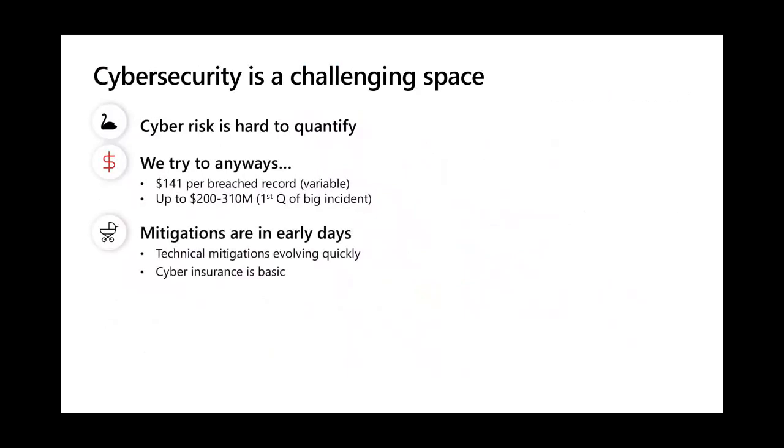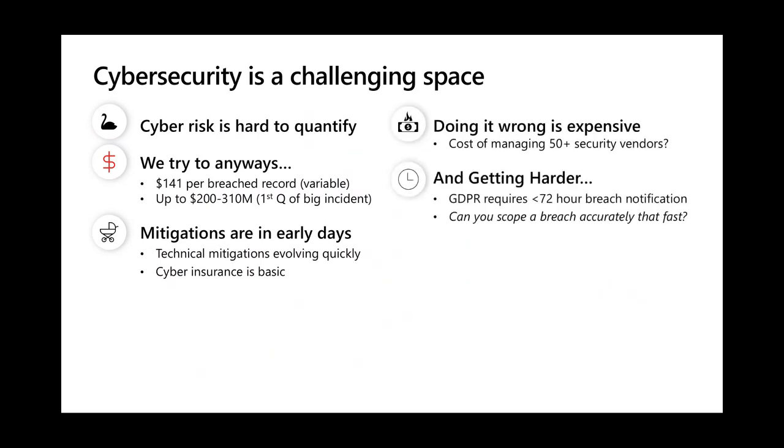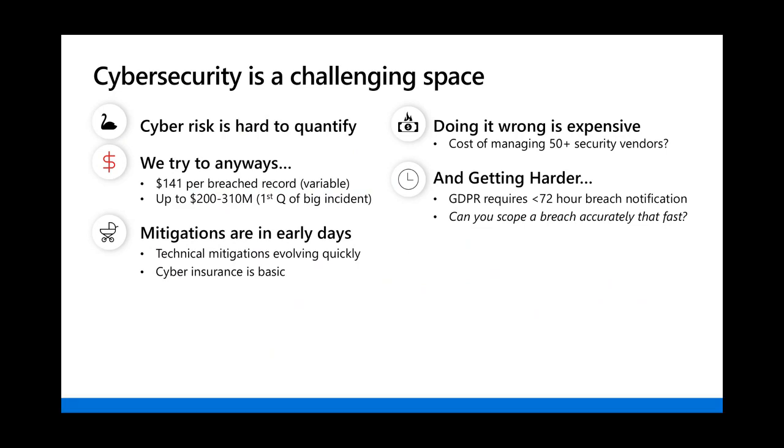Cybersecurity is a challenging space, as we have discussed. Cyber risk is hard to quantify. Mitigations need to be done early. And one of the most important things, which is getting harder, is reporting. For example, GDPR requires you to report a breach within at most 3 days. This is mandated by the regulator. If you're not doing this, you'll be fined, and they are really enormous fines. So can you really scope a major breach that fast, in 3 days? That's the kind of challenge we are having in cybersecurity.